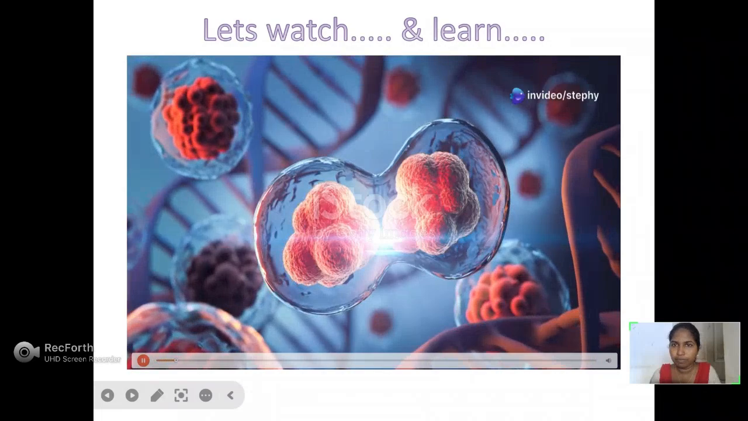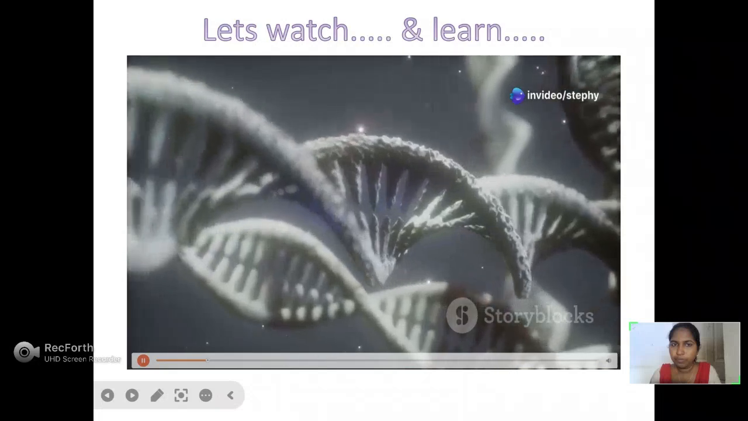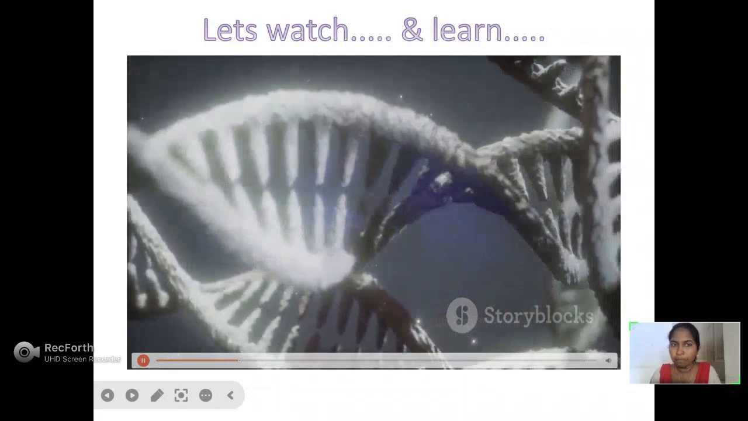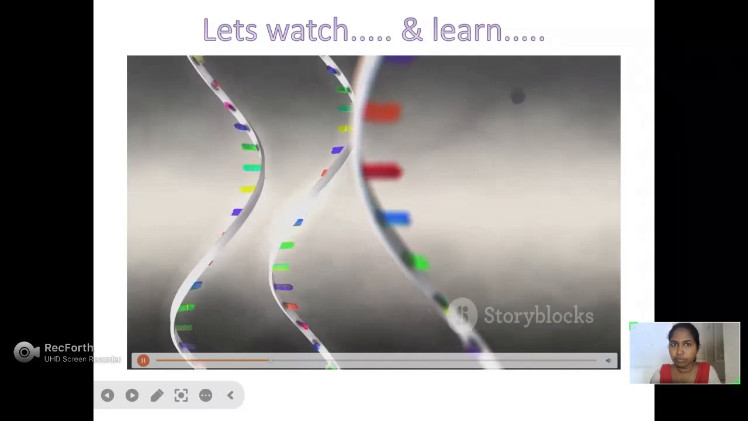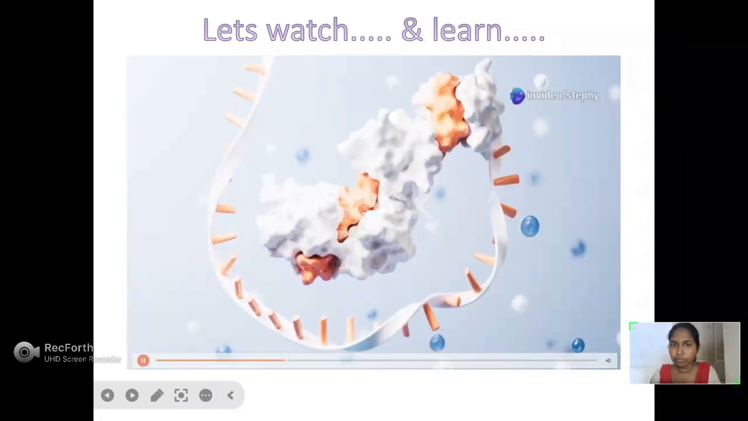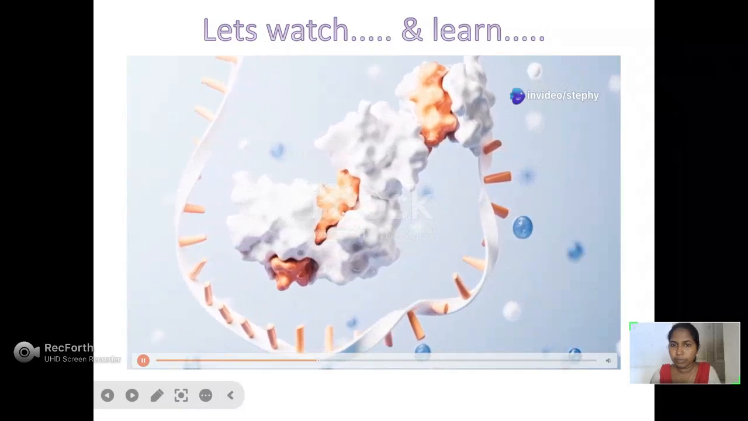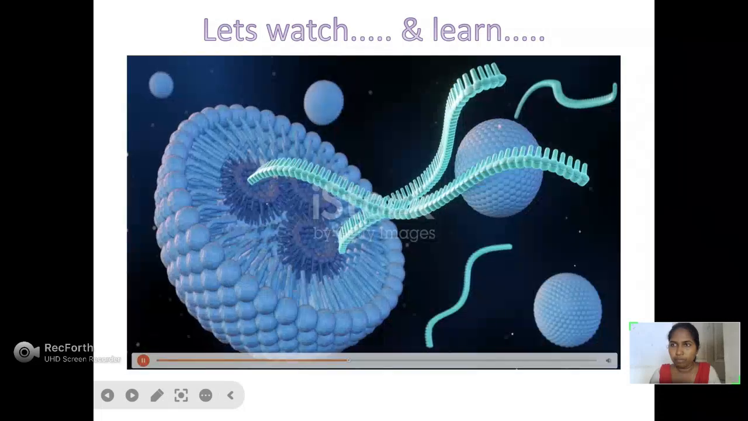Every cell is like a tiny factory, and at the heart of it is DNA, the instruction manual of life. But DNA doesn't work alone. First, it's transcribed into messenger RNA, a working copy of the genetic code. Then comes translation, where the real magic happens. The mRNA travels to a ribosome, the cell's protein-making machine. Here, each set of 3 bases, called a codon, is read like a word.